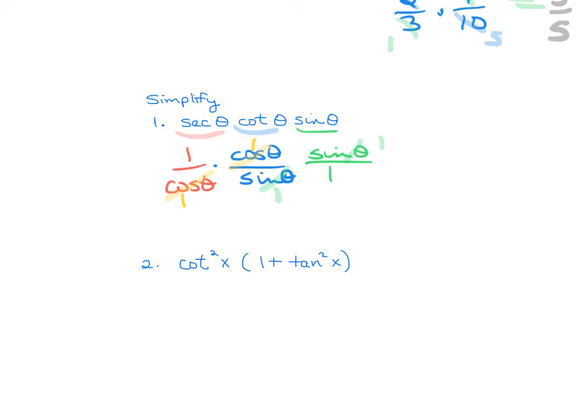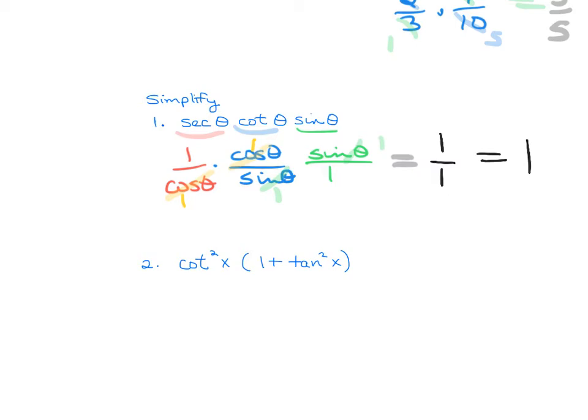Now I'm going to multiply what remains. And 1 times 1 times 1 across the numerators is 1. 1 times 1 times 1 across the denominators is 1. So this simplifies to 1. I used the reciprocal identity, I used the quotient identity, and then I left that last one, the sine, just itself. And then I looked for things to cancel or simplify.